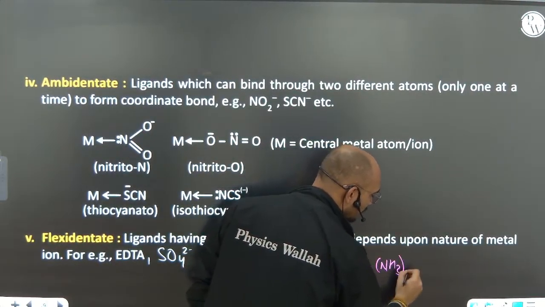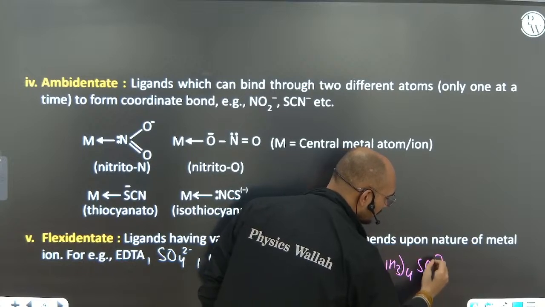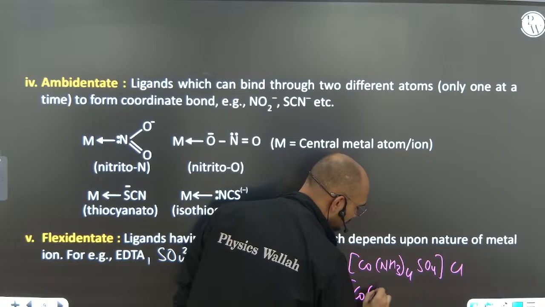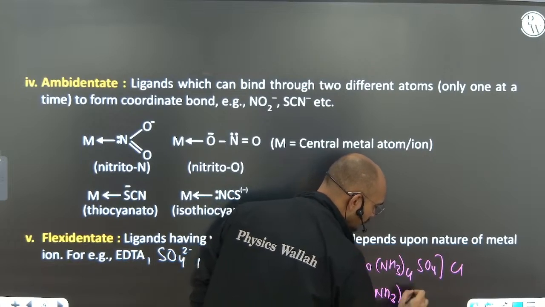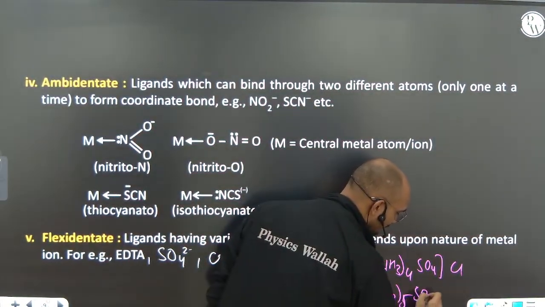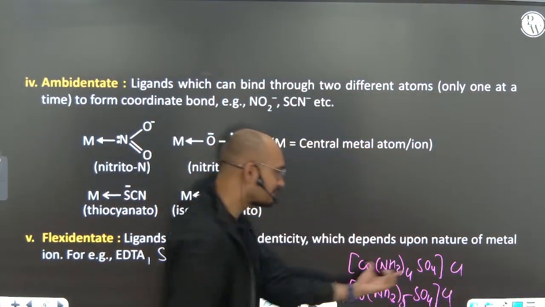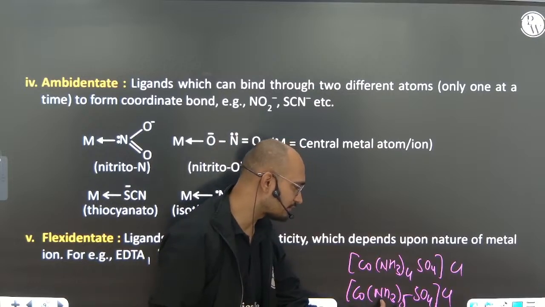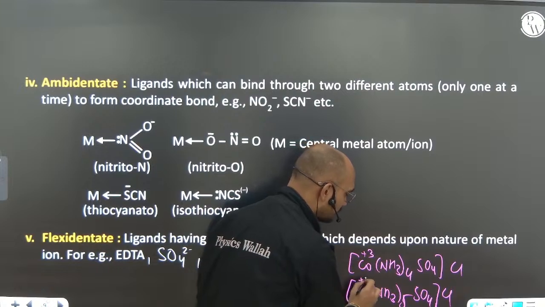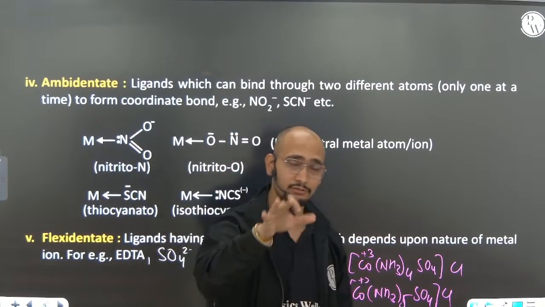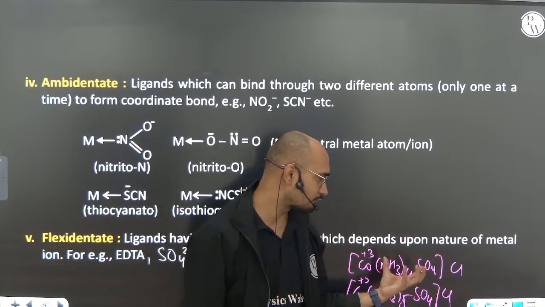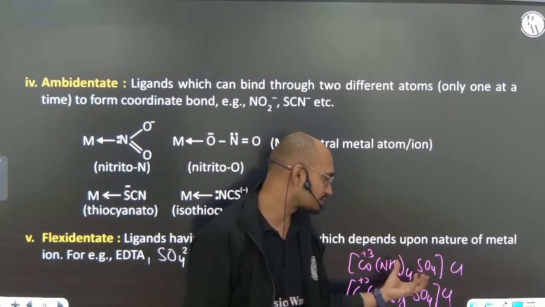[Co(NH3)4SO4]Cl is there. Or we can say [Co(NH3)5SO4]. Can you see sulfate is there? Can you see how many ammonia is there? 5. If 5 ammonia is there, here cobalt is what? Plus 3. Here also plus 3. Cobalt plus 3 means it will show 6 coordination number. Here it is going to have 6 coordination number.